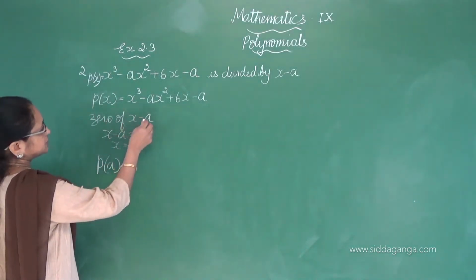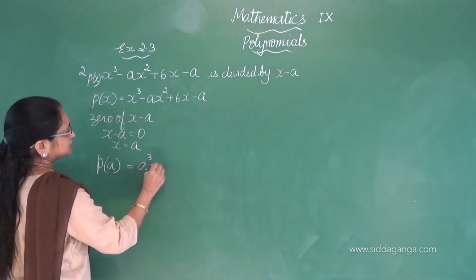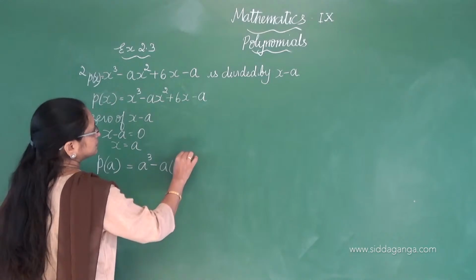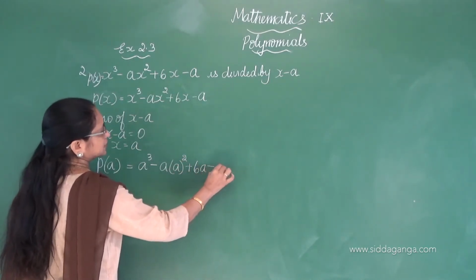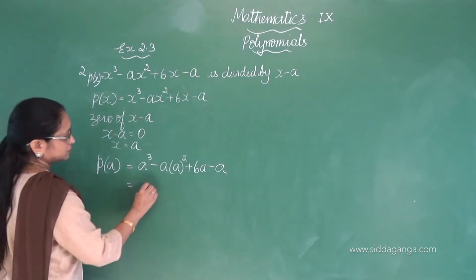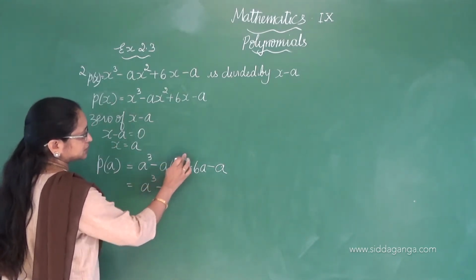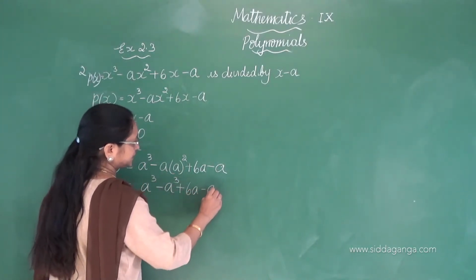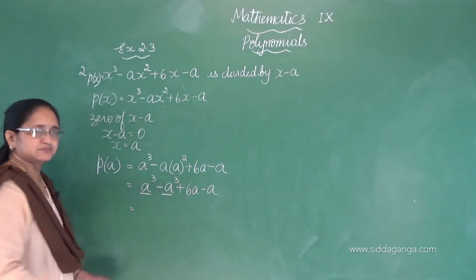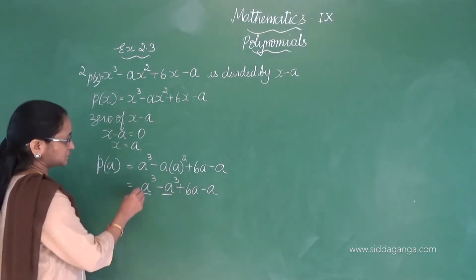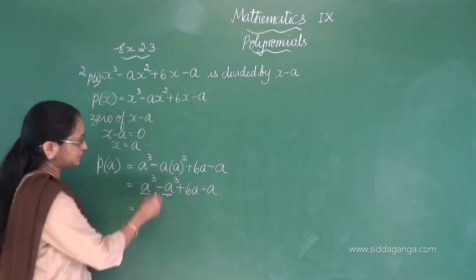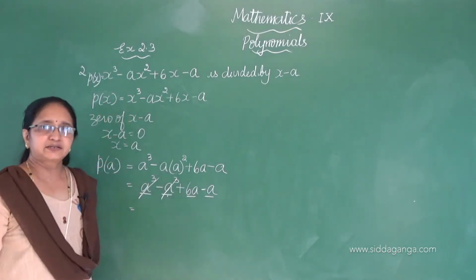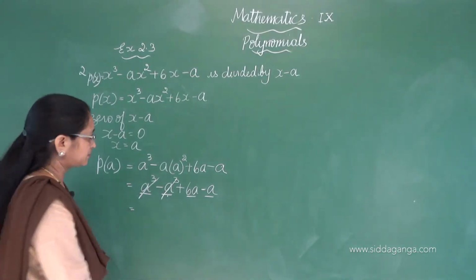P of a is a cube minus a into a square plus 6 into a minus a. Now a cube minus a into a square, again this will become a cube, plus 6a minus a. Now here, see, these are like terms. So now you can subtract the like terms. So this is plus a cube minus a cube, so it gets cancelled. And 6a minus a, again here also you got like terms. So 6a minus a is nothing but 5a.